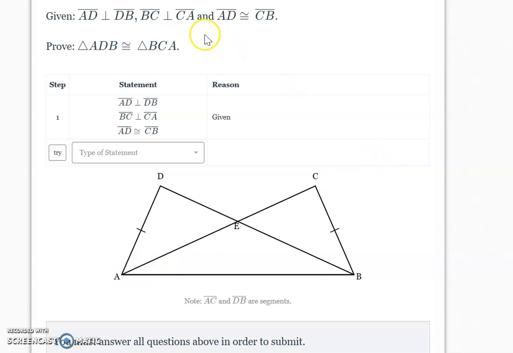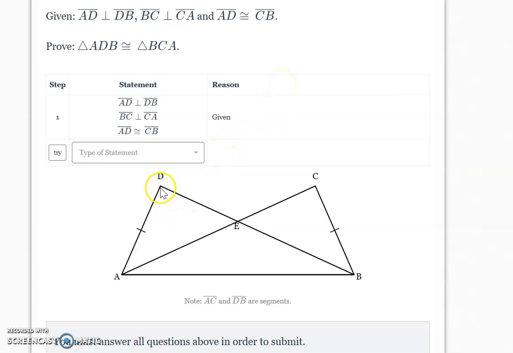Okay. Now we know AD is perpendicular to DB. So that tells me that this right here is a right angle. And then BC and CA, so that one right there is a right angle. And then they told us that AD and CB are congruent. All right, so that's our given information.